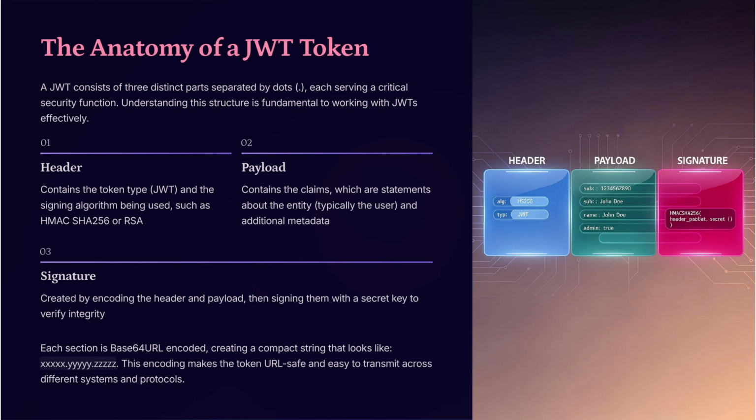A JWT token is composed of three parts: the header, payload, and signature. The header specifies the token type and signing algorithm. The payload contains claims about the user and metadata. The signature ensures integrity by encoding the header and payload, then signing them with a secret key. This structure is base64 URL encoded for safe transmission.